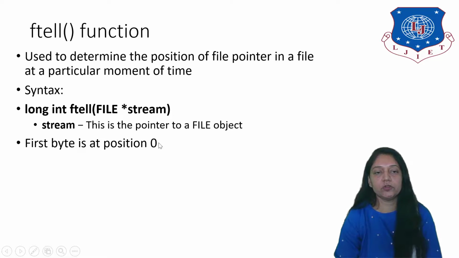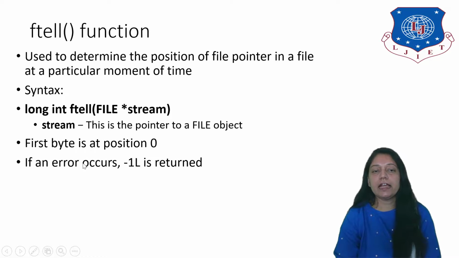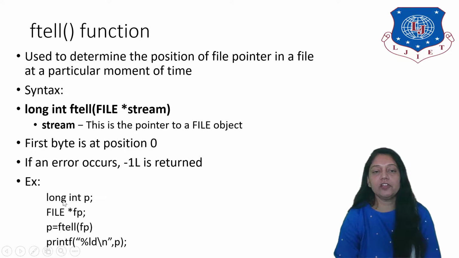Here, stream is a pointer to the file. In a file, the first byte is always at position 0. If an error occurs in getting the file position, then a negative value, that is -1, is returned. How you'll use the ftell function: long int p, then we have a file pointer. You use ftell, in brackets give the file pointer name, and whatever position value you get in terms of bytes from the beginning will be stored in p, and then this p you can display on the screen using printf.